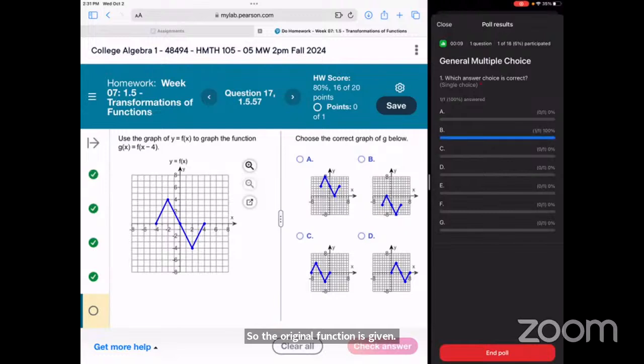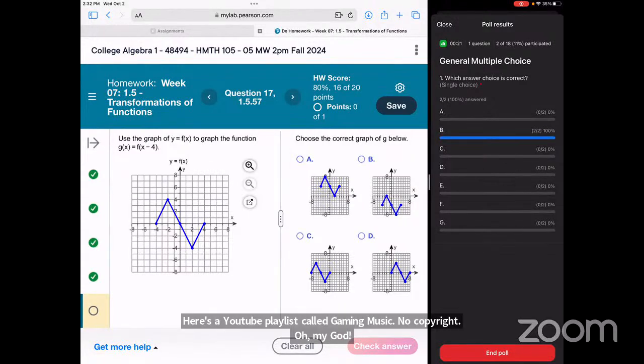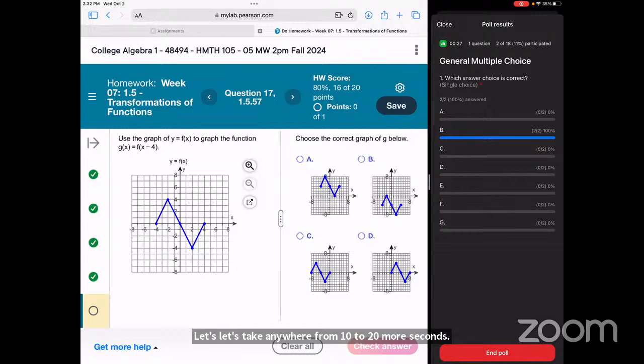Hey Google, play some non-copywritten gaming music. Oh my God, just put this on. Let's take it anywhere from 10 to 20 more seconds. This one's okay. A couple more seconds. It's taking too long to develop.